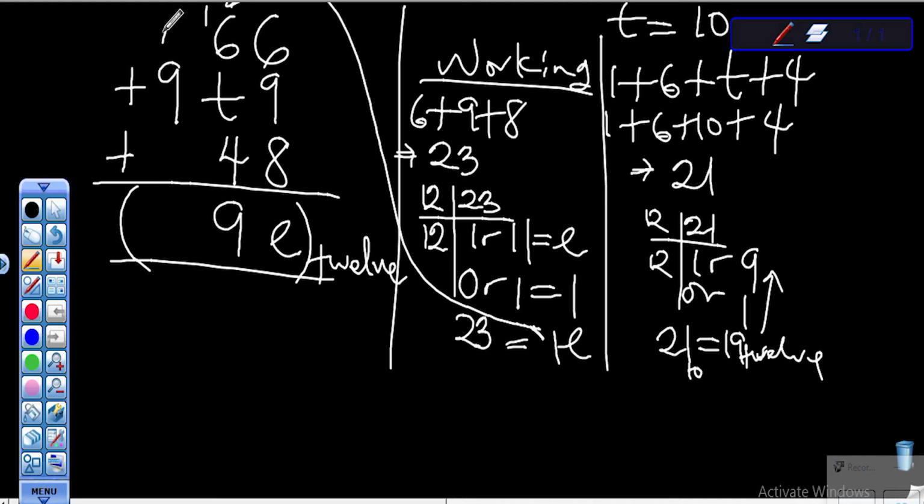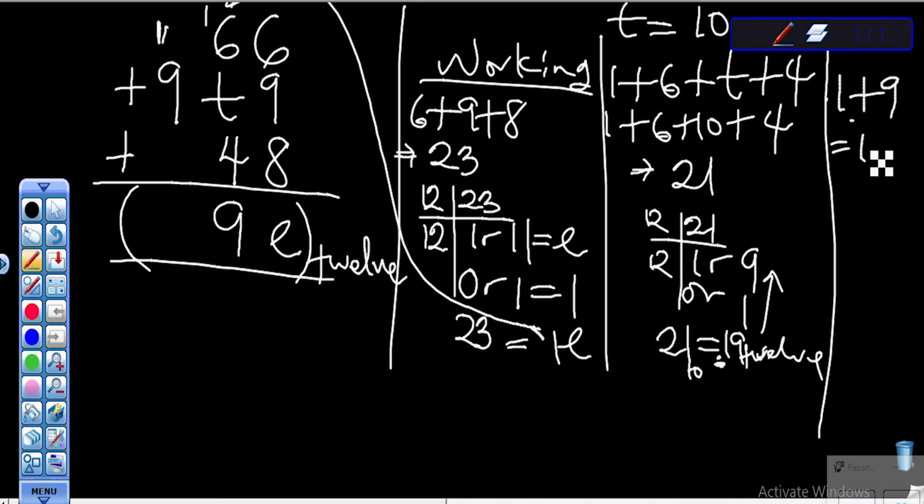You get it? I'm transferring this one, the one beside the 9, to this side. So 1 plus 9, the last part of the working. 1 plus 9 gives us 10, and 10 is the same thing as T. So if I'm writing T here, you will not be surprised. So the final answer is T9E.